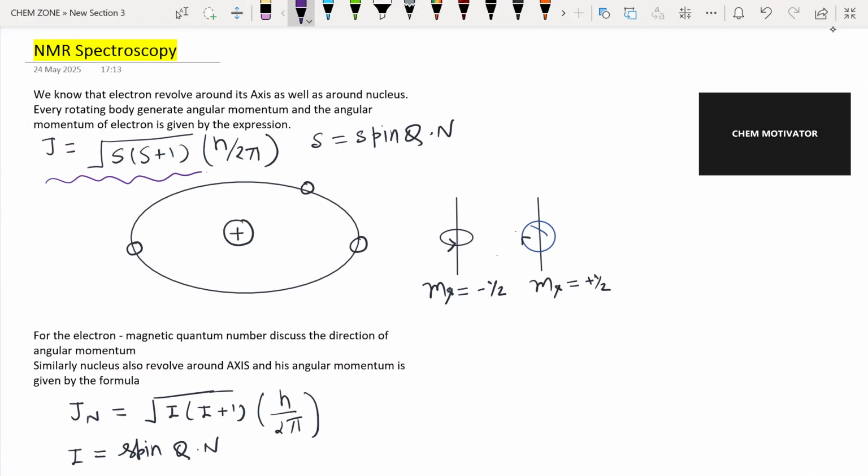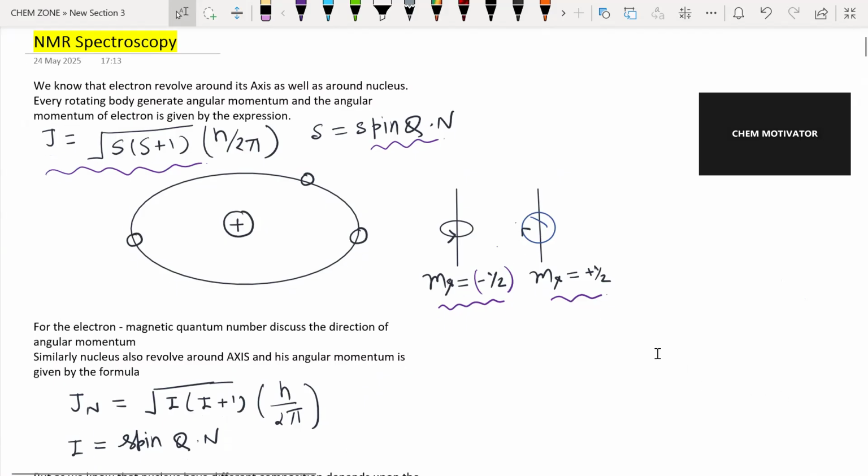Now, in this expression, S represents the spin quantum number, and we know that in general, for an anti-clockwise motion, the value of spin quantum number is given by -1/2. Although it is not fixed, you can give plus half or minus half, but I'm just taking this. Correct? Now, when a rotating body generates angular momentum, its angular momentum depends upon some specific value. In case of the electron, that is the spin quantum number.